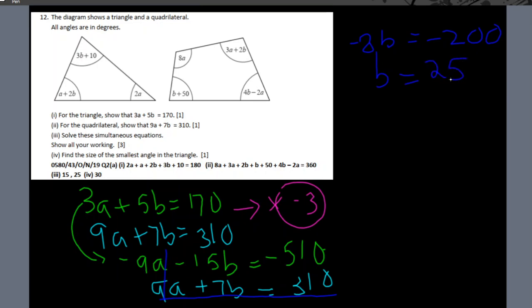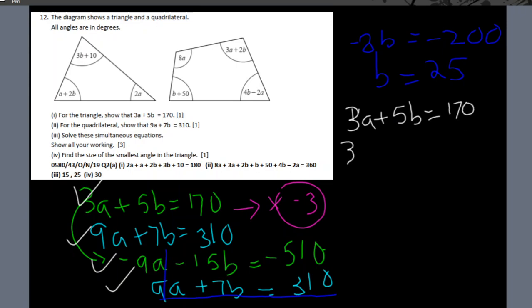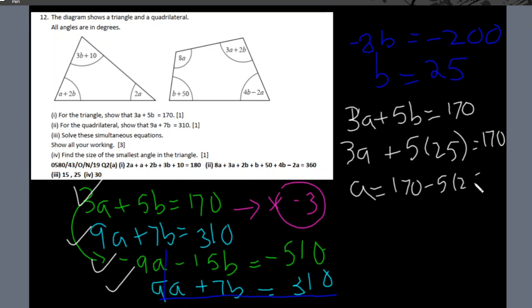To get the value of a, simply substitute b equals 25 anywhere over here. So I'll just substitute it in 3a plus 5b equals 170. So 3a plus 5 times 25 equals 170. 3a equals 170 minus 5 times 25, whole divided by 3, so a would come out to be 15.